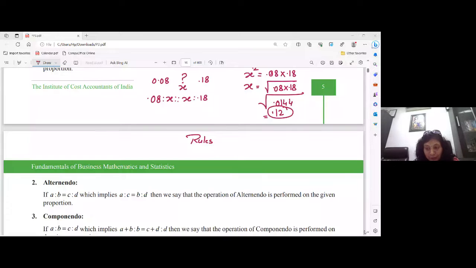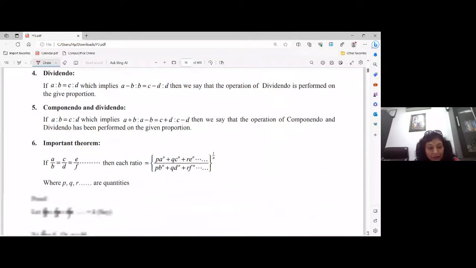Now let's discuss another topic. So let's have your book. The next thing is, after discussing all the properties of proportion, let's solve a few questions.